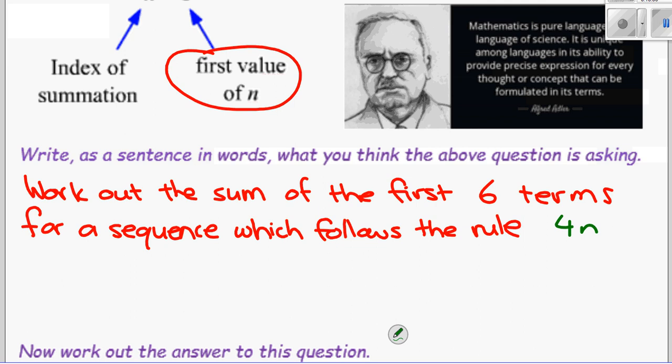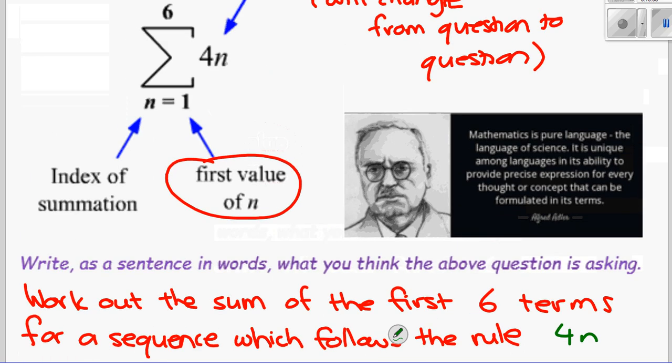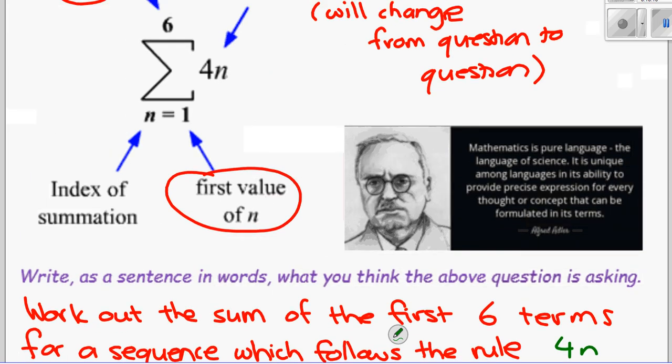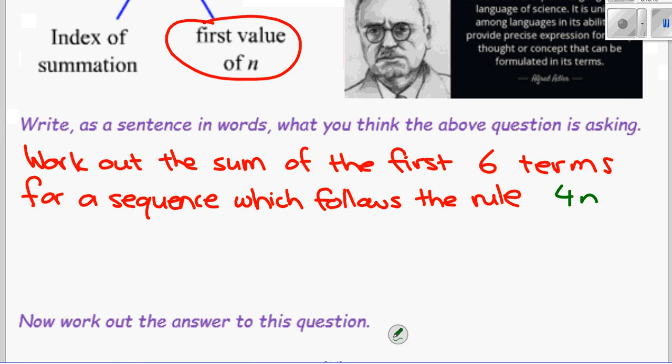They might also want you to say n is 2 and the last term is 8, for example. That means work out the second, third, fourth, fifth, sixth, seventh and eighth terms and add them together. So the numbers at the top and the bottom of the sigma sign can change too.